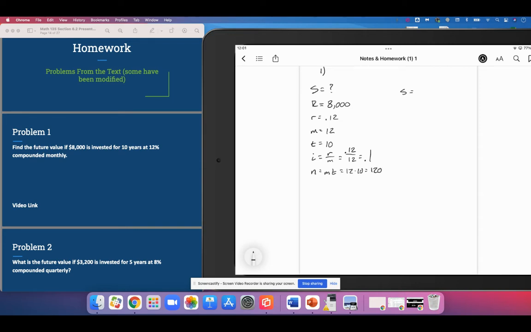Compound interest formula is S equals R times 1 plus I to the power of N. And so in my case, what I'm going to have is S is equal to 8,000 times 1 plus 0.1 to the power of N is 120. That's what's going to end up going into Wolfram.